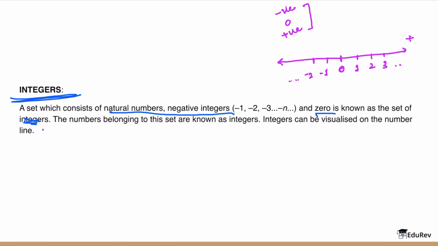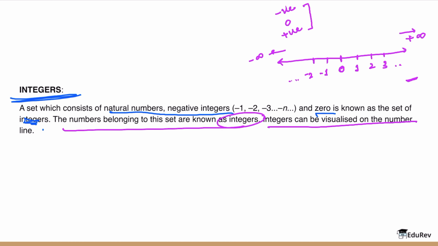They are integers. This is approaching positive infinity and this is approaching negative infinity in the other direction. So all these numbers are your integers. Now the numbers belonging to this set are called integers, and integers can be visualized on a number line, as I have shown you right here.